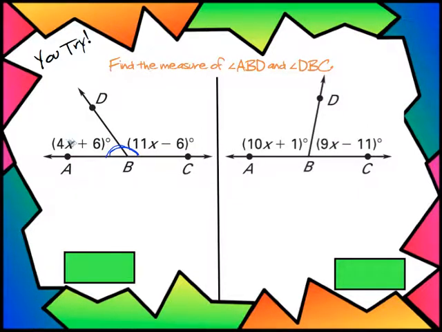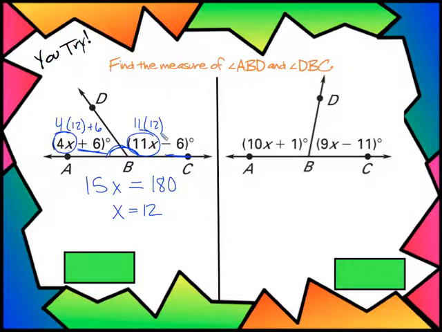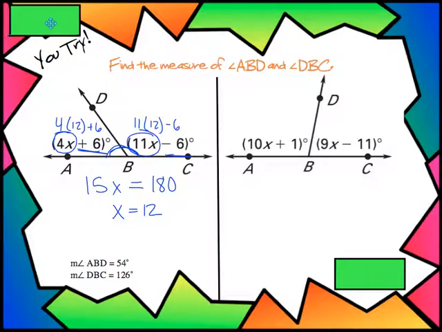I'm going to go ahead and combine them in my head. So 4x plus 11x is 15x. Positive 6 and a negative 6 actually cancel out. They add to 0, so I'm not even going to write them down. And that equals 180. So then if I divide, I get x equals 12. So then I need to do 4 times 12 plus 6. And on this one, it's 11 times 12 minus 6. If you solve those, you should get 54 and 126.